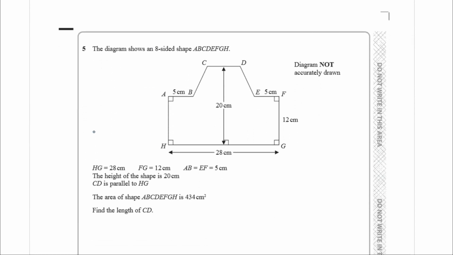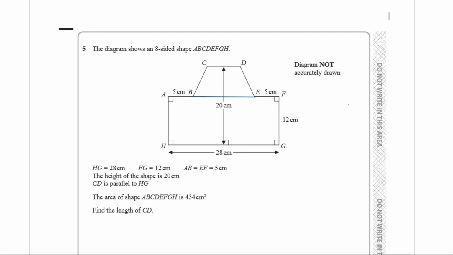Okay, presented with a shape that's a little bit weird here. It looks like we have a rectangle and a trapezium at the top. So most likely this is going to be the easiest way to separate this shape. Now I would encourage you to label everything that you need here. You'll probably need the length CD. Oh, that's what we're looking for. We're looking for the length CD.